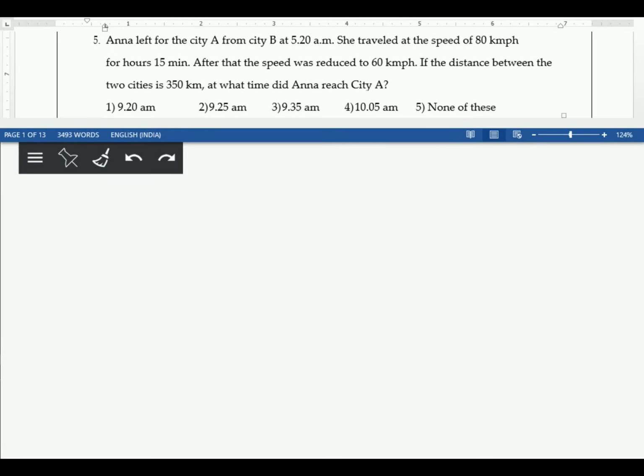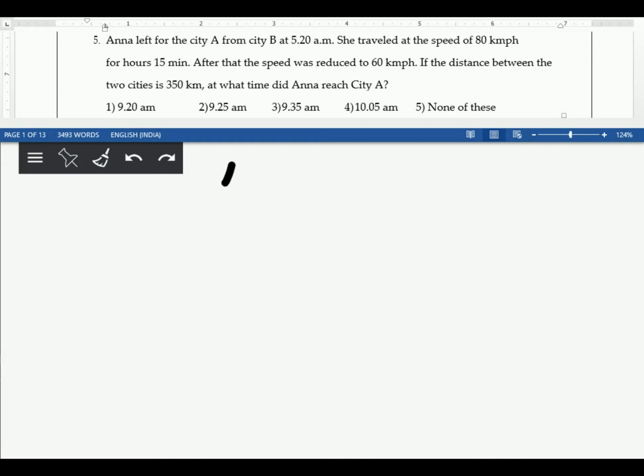Fifth question. Anna left for city A from city B at 5:20 am. She travelled at a speed of 80 km per hour for 15 minutes. After that, the speed was reduced to 60 km per hour. If the distance between the two cities is 350 km, at what time did Anna reach city A?